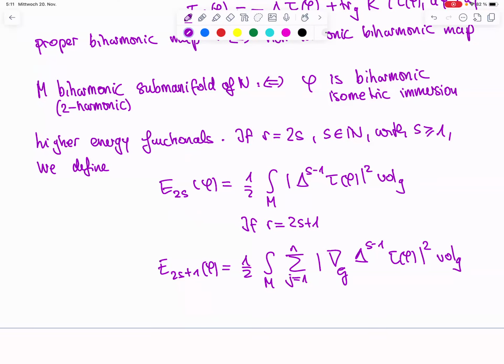And one can now do a similar calculation as above and determine the corresponding tension fields. So I don't want to do this here. I show you the expressions. So I copied them before the talk.